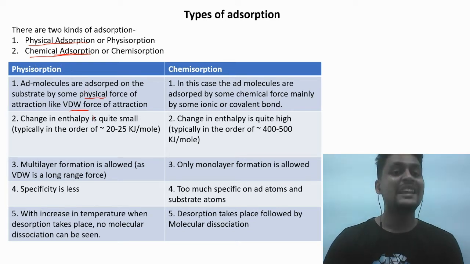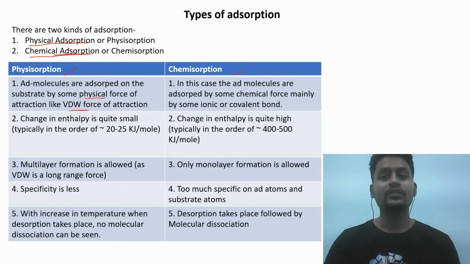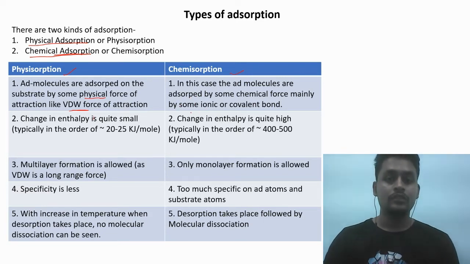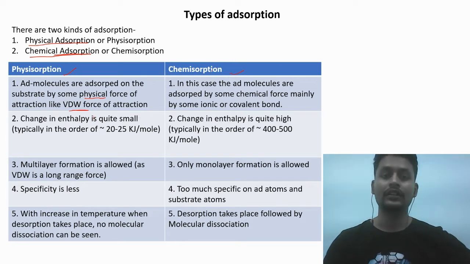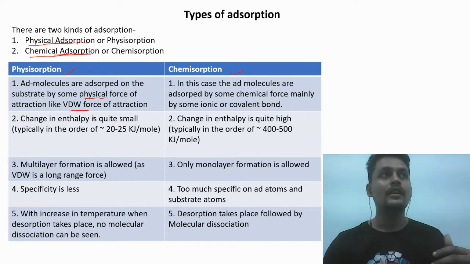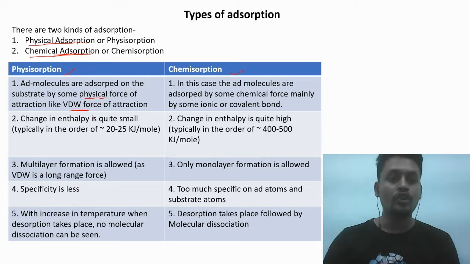So depending upon the nature of the force, we divide these two. And if the adsorbate molecules are adsorbed by some kind of chemical force, that time it will be called chemisorption. In case of chemisorption, a chemical bond or an ionic bond normally forms, right? In case of physisorption, no such bond formation occurs. Just a weak force of attraction keeps the adsorbate molecules onto the surface.